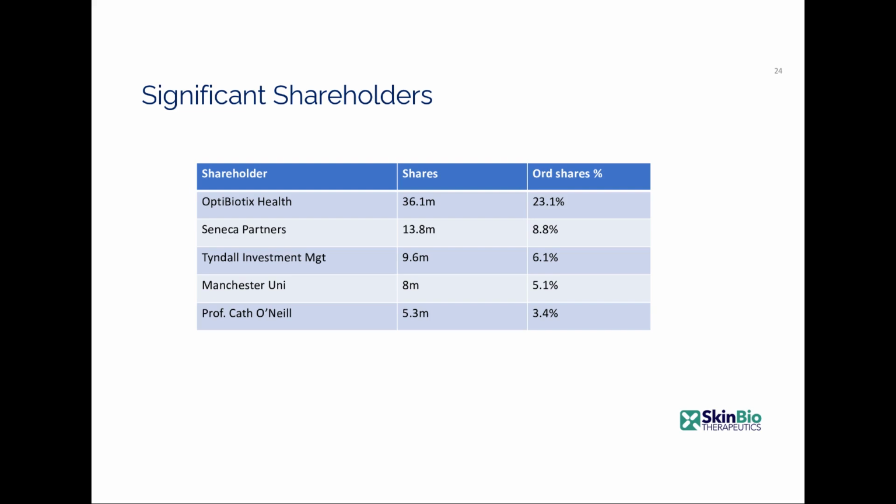This next slide shows our key shareholder base. So as many of you will know, OptiBiotics was supportive in bringing the technology and spinning it out of the university. They're currently a 23% shareholder. Seneca Partners supported the IPO and fundraising since. Tyndall's, they've been a very supportive investor building their investment over time. And then the 2 founders, both in terms of the university and Professor Kath O'Neill.